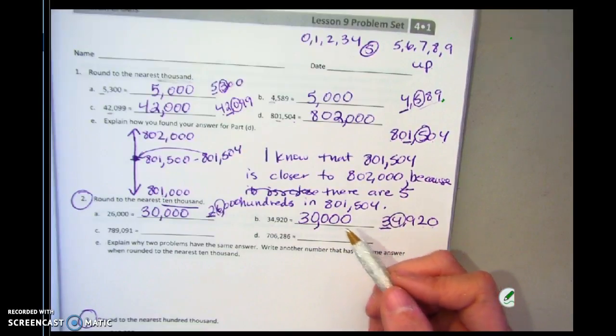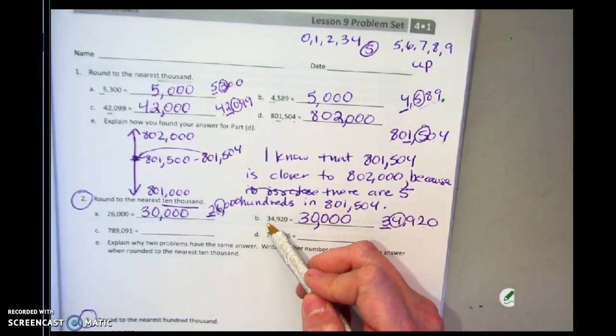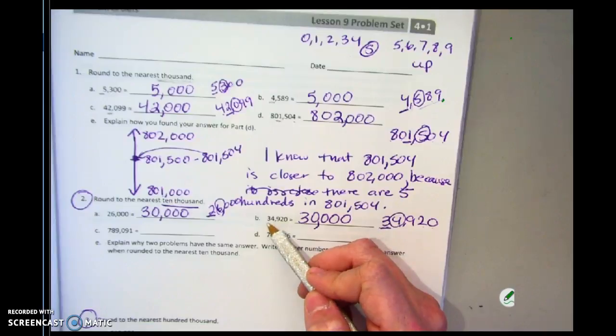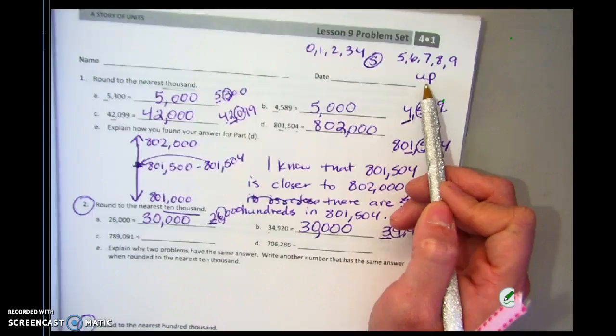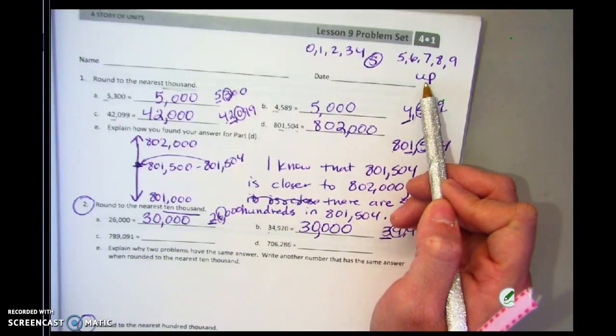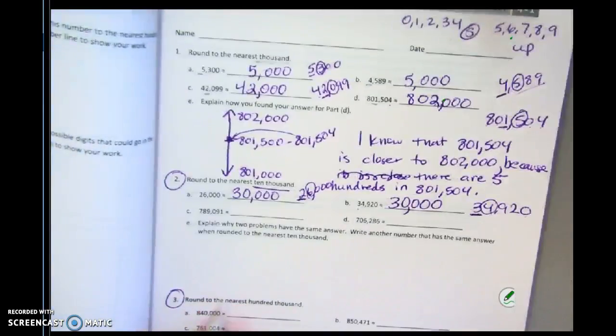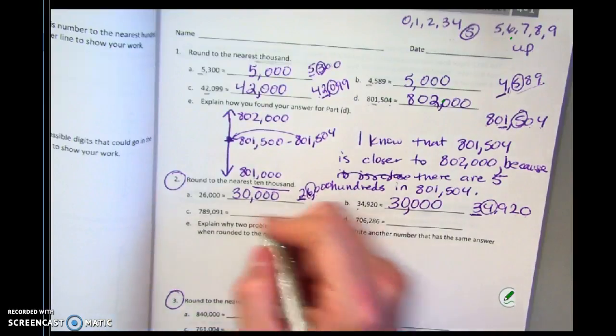Get it? Because does the number ever go down? No. It's funny that I hear you guys say that it's going to go down. No. It either stays the same or it goes up. Get it? Got it. Okay. Therefore, let's look at the next one. Here we go.